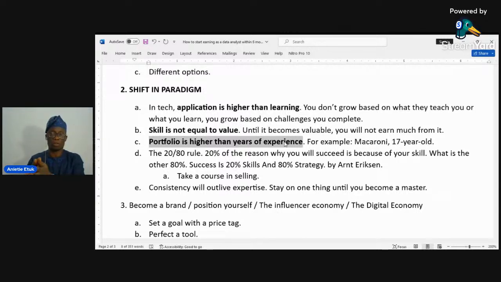Why should they employ a 17-year-old? Because they have seen his portfolio, his completed projects. A portfolio is a place where you put all your completed projects as somebody that is into tech. As a data analyst, please, I'll put my hand this way to plead with you, to beg you.